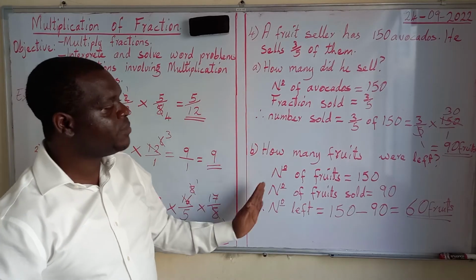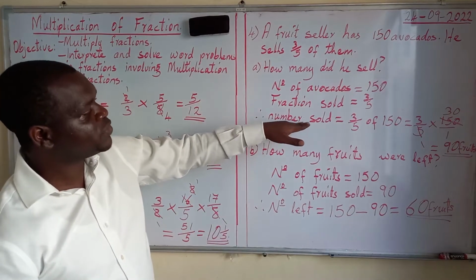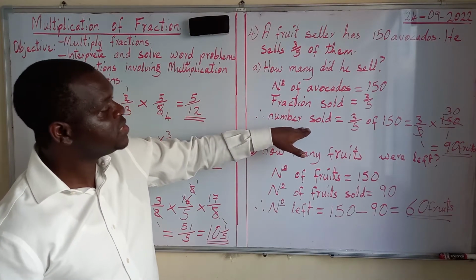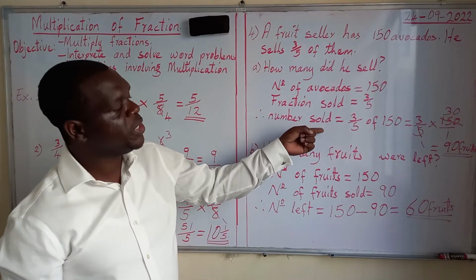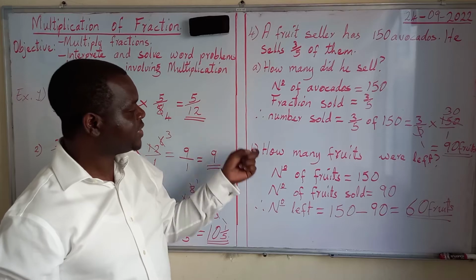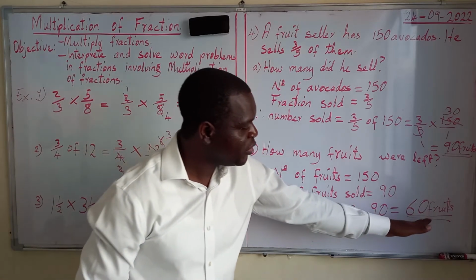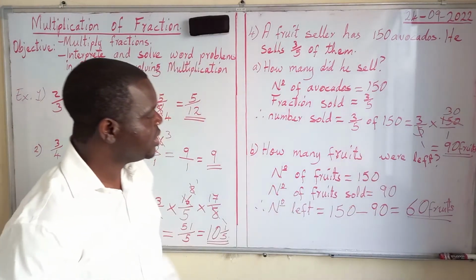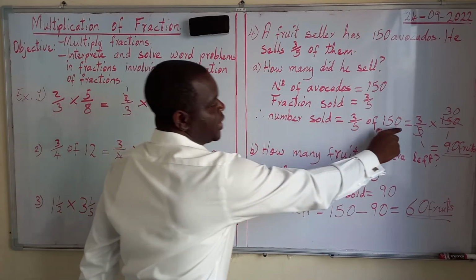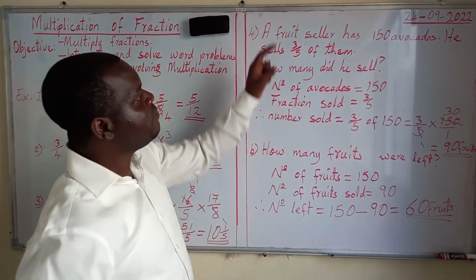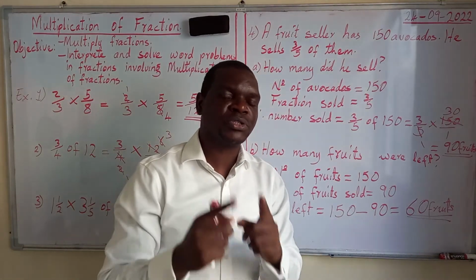And for you to be able to find B, you must pass through the stage that we've solved here in A, which means there is no way you will find B without knowing A. So if they don't ask for A and ask for B, you still have to show all this working to be able to come out with your final answer, because you cannot know the number of fruits that were left if you don't know the number of fruits that were sold. Remember, they've only mentioned the total number of fruits and the fraction of fruits that were sold.